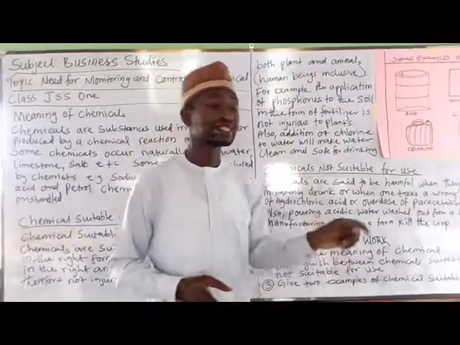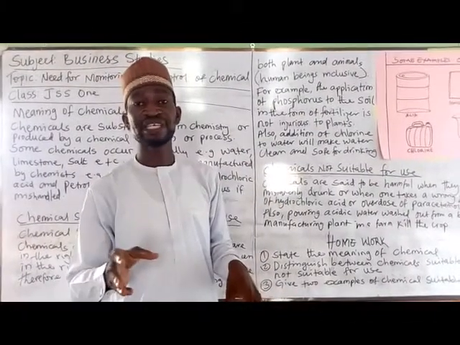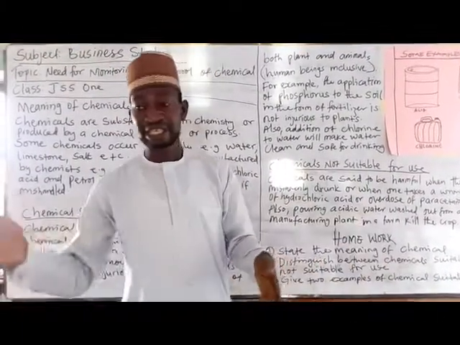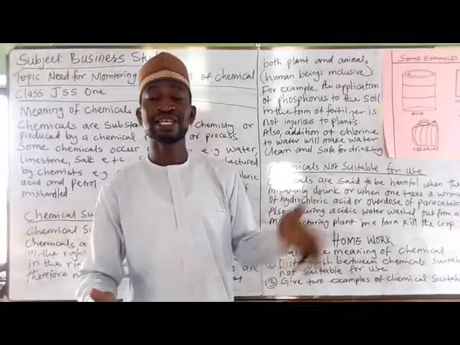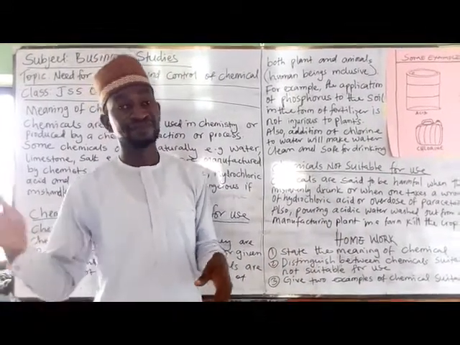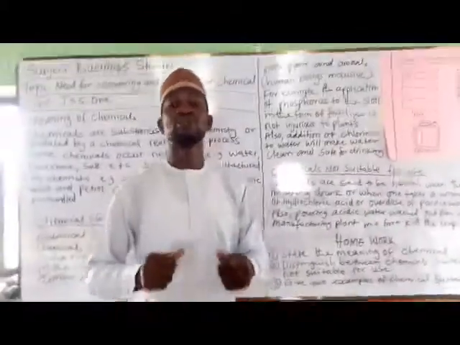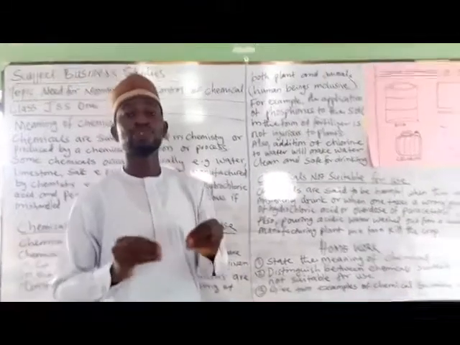But once this chemical is not applied to the crop, definitely you can differentiate the one that has chemical, that is the one that has fertilizer, and the one that does not have fertilizer. So the one with a fertilizer application will grow well and produce good yield.